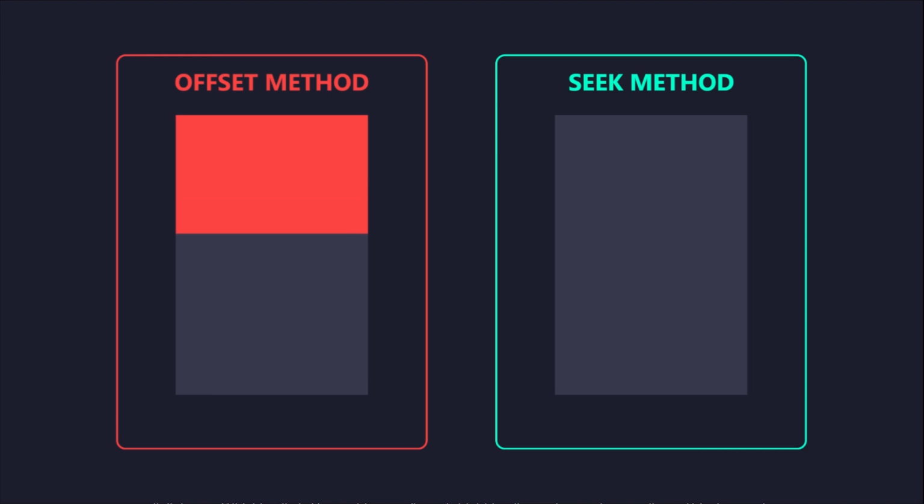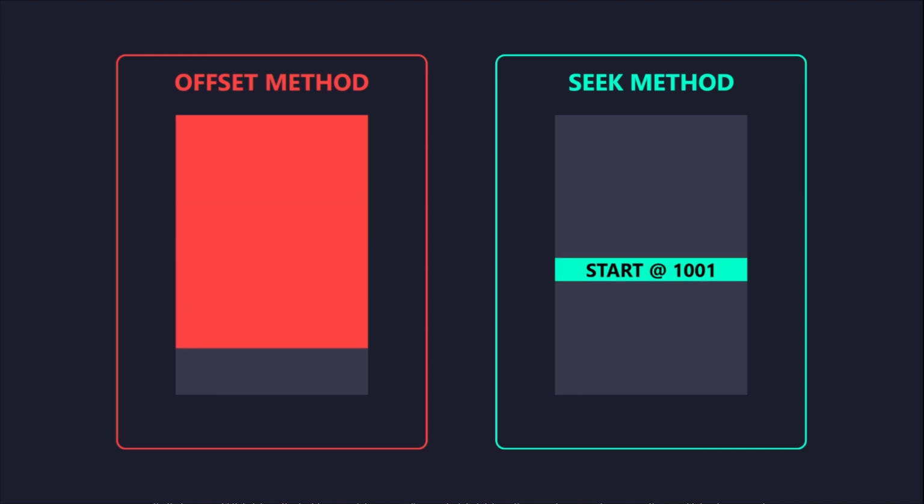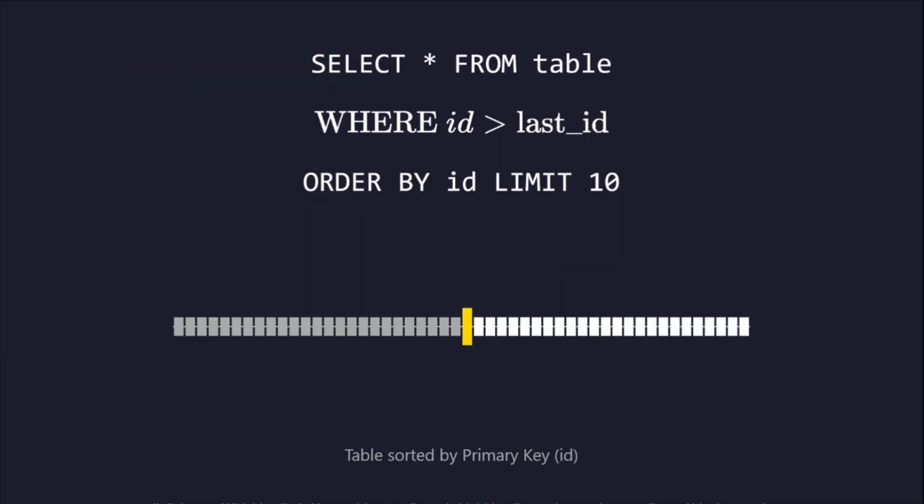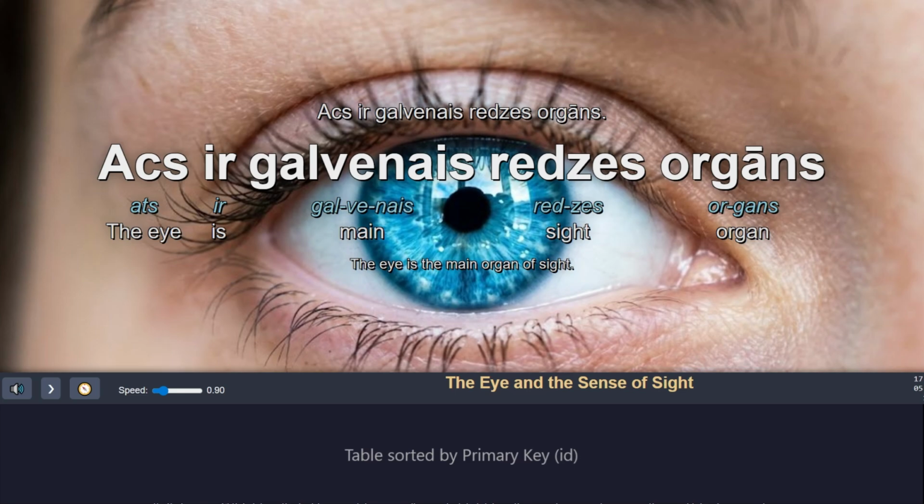The solution is Keyset pagination, also known as the seek method. Instead of telling the database how many rows to skip, you tell it exactly where to start reading based on the last value seen in the previous result set. A Keyset query uses a where clause to filter out rows. If you are sorting by primary key, your query becomes select where ID is greater than the last ID from the previous page, limit 10.